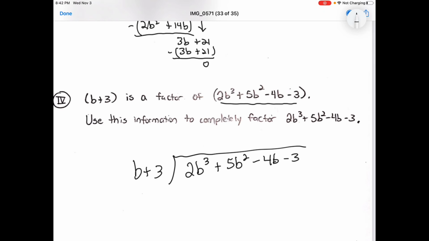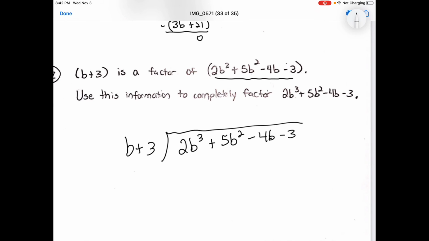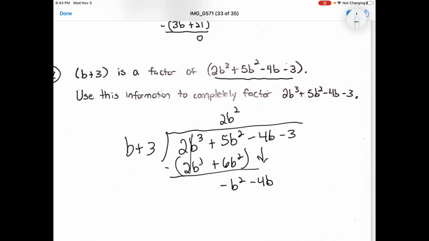So b goes into 2b cubed 2b squared times. Multiplying gives me 2b cubed and a positive 6b squared. Subtract these. Cancel. 5b squared minus 6b squared is a negative 1b squared. Bring down the negative 4b. B times what gives me negative b squared? That's just negative b.